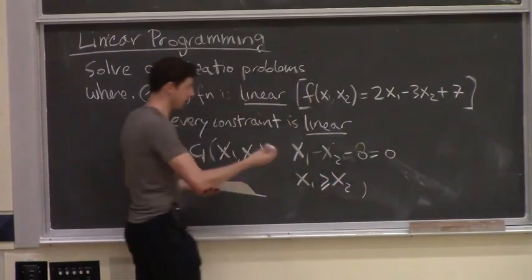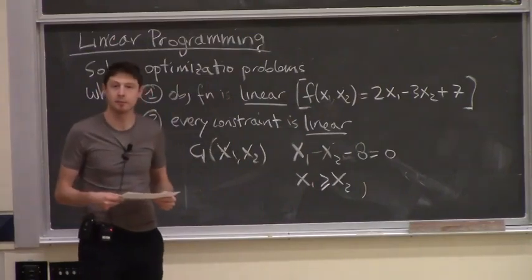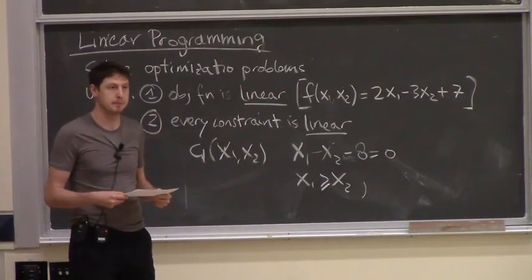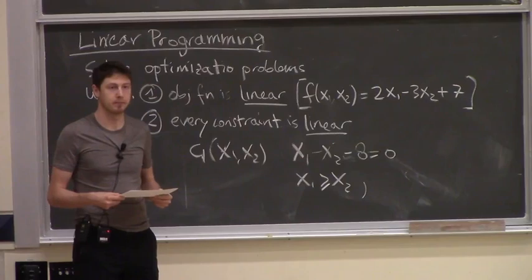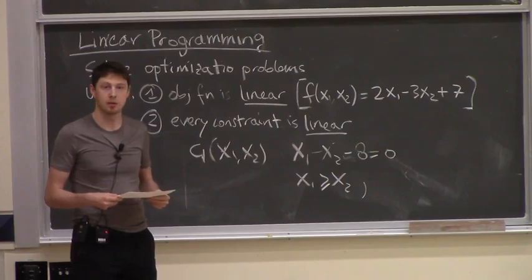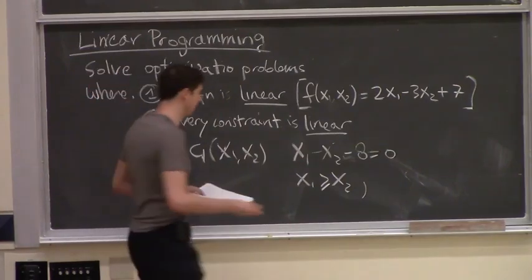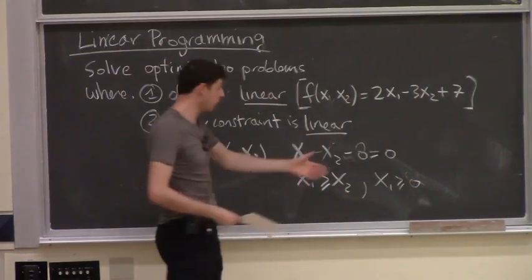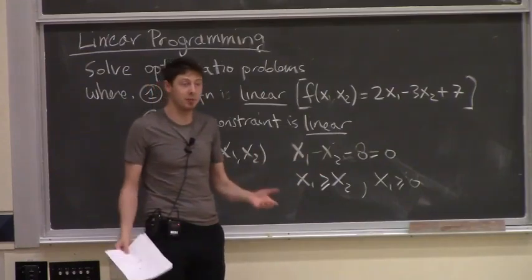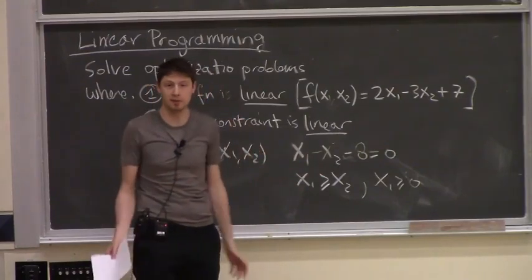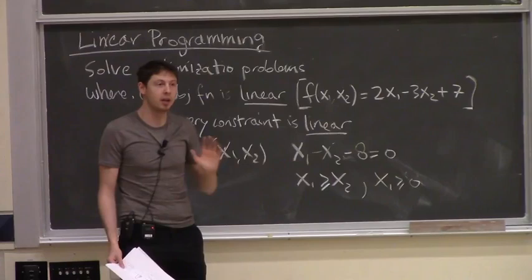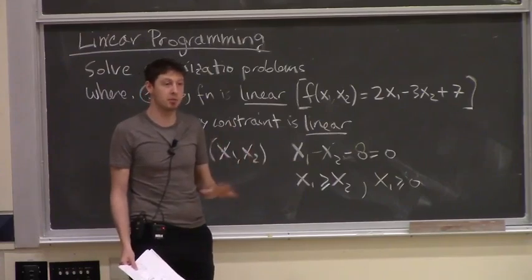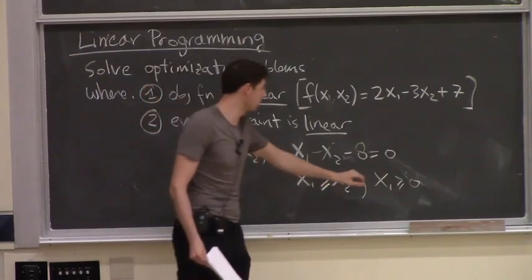Can somebody give me maybe just another example of a linear inequality? How about maybe x1 is greater than or equal to 0? I mean, this will often appear. Maybe we are talking about quantities that mean something physically, and so you want to just say, you know what, each variable on its own is nonnegative. Okay? So x1 is greater than or equal to 0.